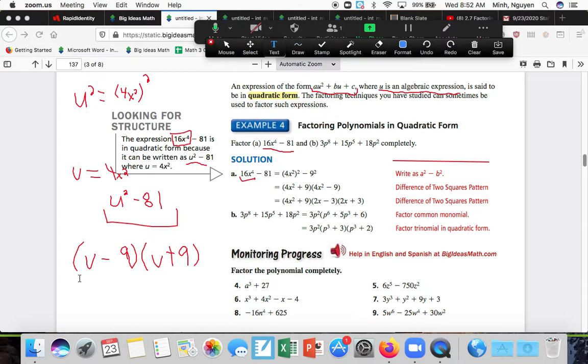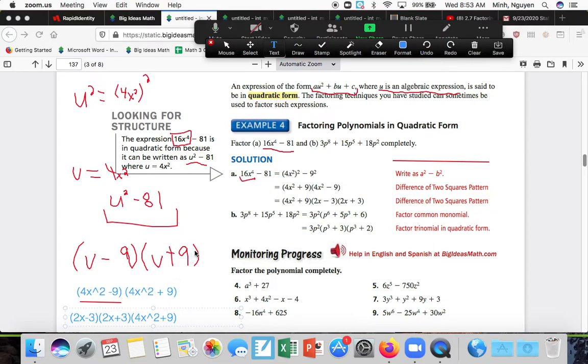after I replace my u's with the appropriate thing, which is 4x squared minus 9, and then 4x squared plus 9, there can be more factoring. And in this case, there is. This is also the difference of squares. 4x squared is 2x times 2x, right? So the square root of 4x squared is 2x, and the square root of 9 is 3. So this one I'm going to factor further. 2x minus 3, 2x plus 3. And then this one I can't do anything with, 4x squared plus 9.